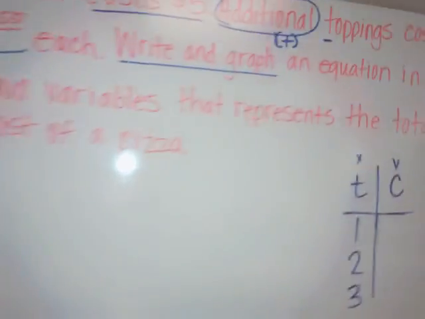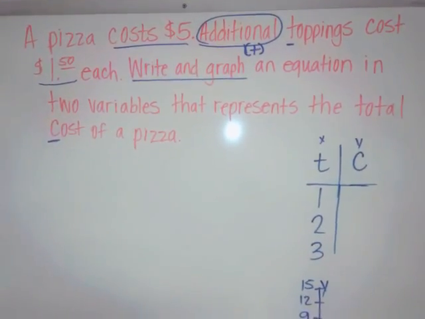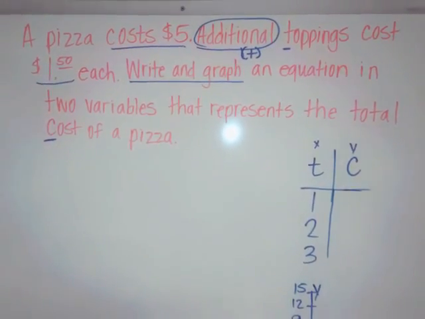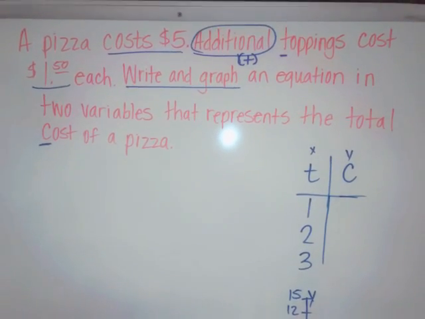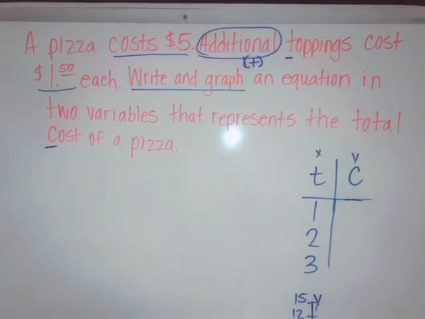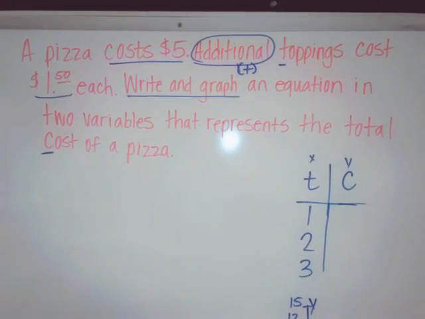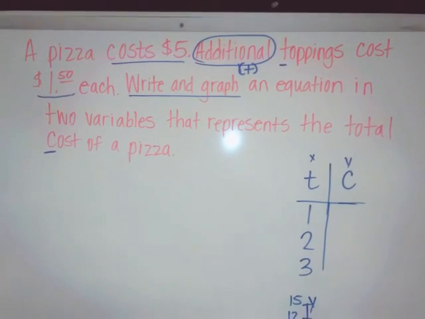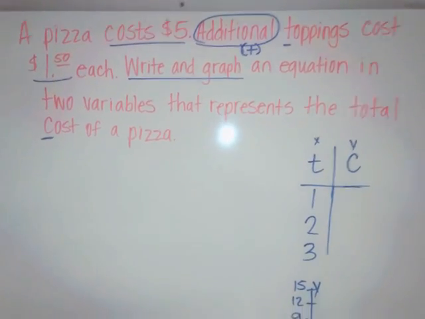All right, the last section we have over here is a word problem. I've already identified some key things within the problem. I'll read it, and you can follow along, please. A pizza costs $5. Additional, represented by a plus sign, toppings cost $1.50 each. Write and graph an equation in two variables that represents the total cost of a pizza.